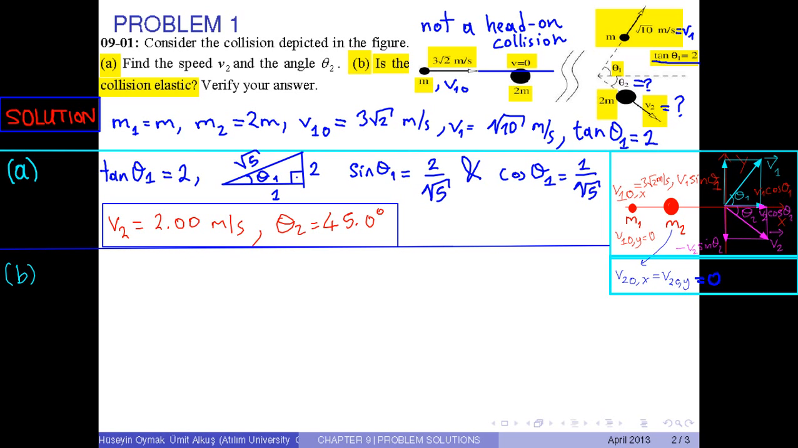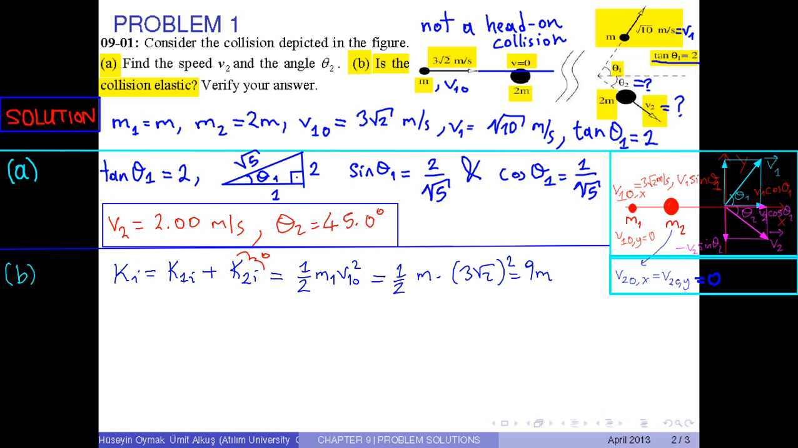In this part, to show whether the collision is elastic or inelastic, we utilize the law of conservation of total energy. In this type of problem, it is sufficient to calculate the initial and final total kinetic energies. The initial total kinetic energy, denoted by Ki, where the subscript i stands for initial, is equal to 1 over 2 times m1 times v10 squared, which is the initial kinetic energy of mass m, plus 0, which is the initial kinetic energy of mass 2m, since its initial velocity is 0.